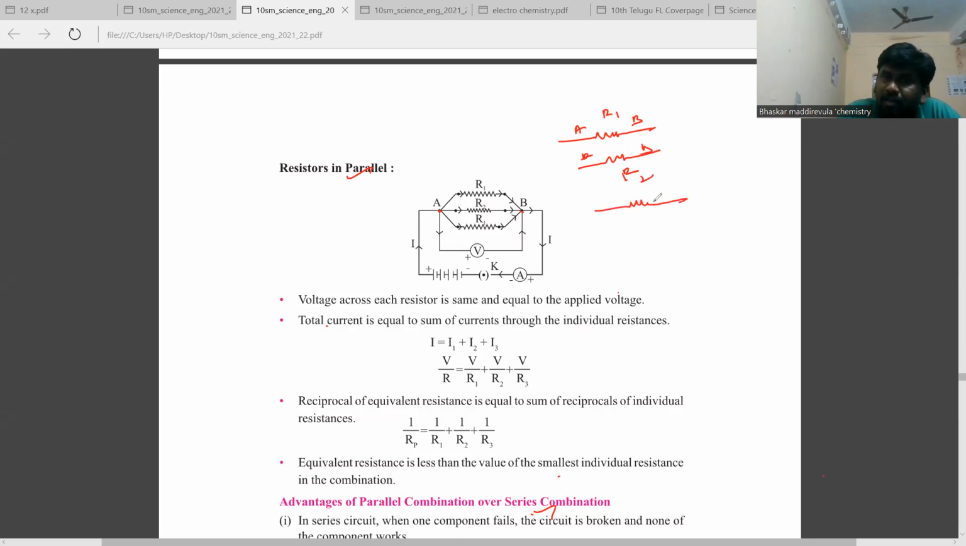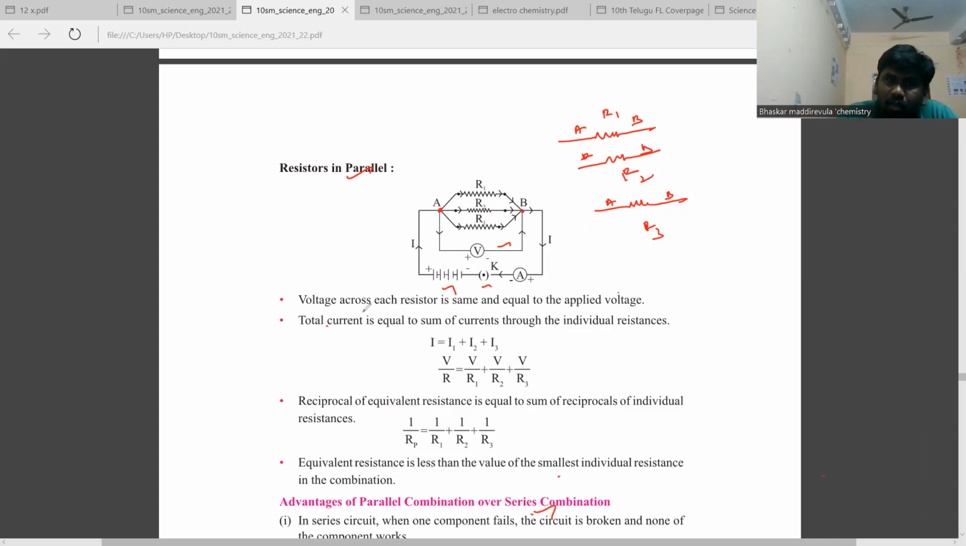These are the symbols for a fixed resistor. Next resistor, we have R3, terminal A and terminal B. So if all the A's are connected to one terminal and all the B's are connected to the other terminal, then they are connected in parallel connection. Now, with the setup, the battery, the plug key, the ammeter is always connected in series, and the voltmeter is always connected in parallel.